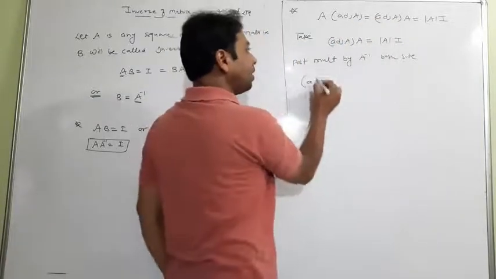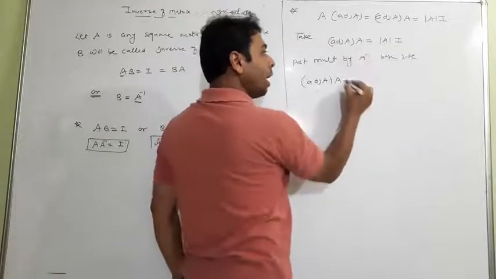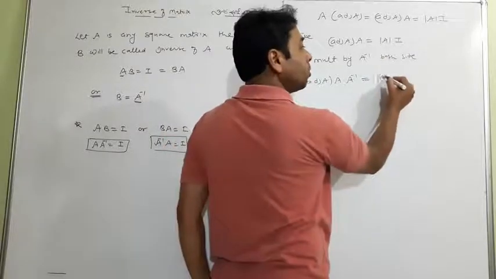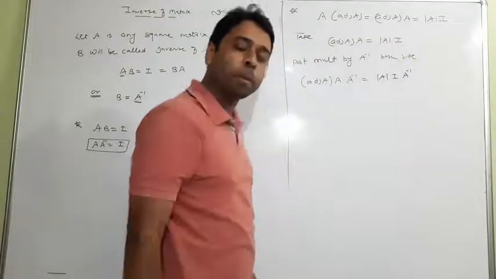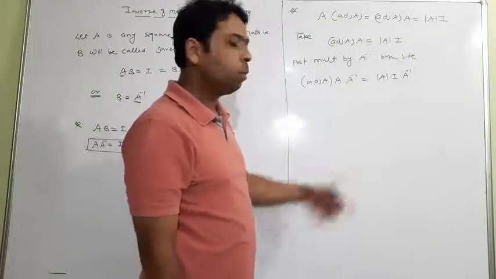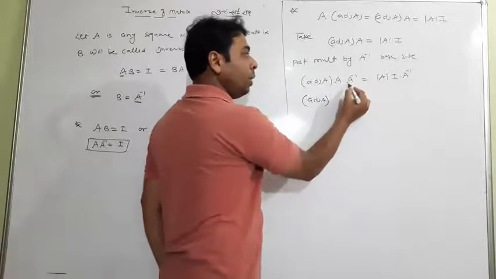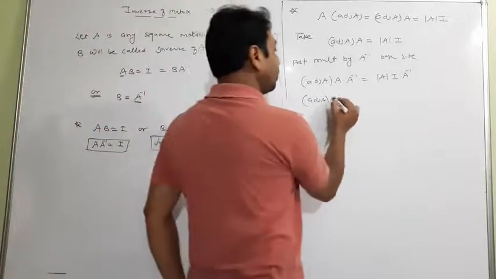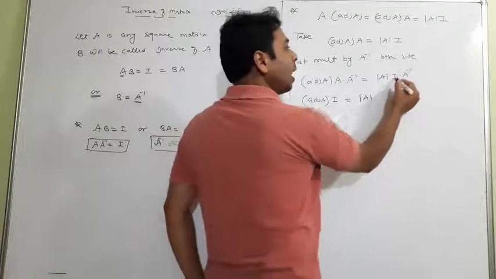What is the meaning? Very simple: adjoint A into A was already there. I am multiplying by A inverse, post multiply from the right side. So it is determinant A into I into A inverse from the right side. It is written. Now what is next? Adjoint A into A inverse is none else, A into A inverse is equal to I. So I'm writing I here. Determinant A will be same. Here it is I into this.